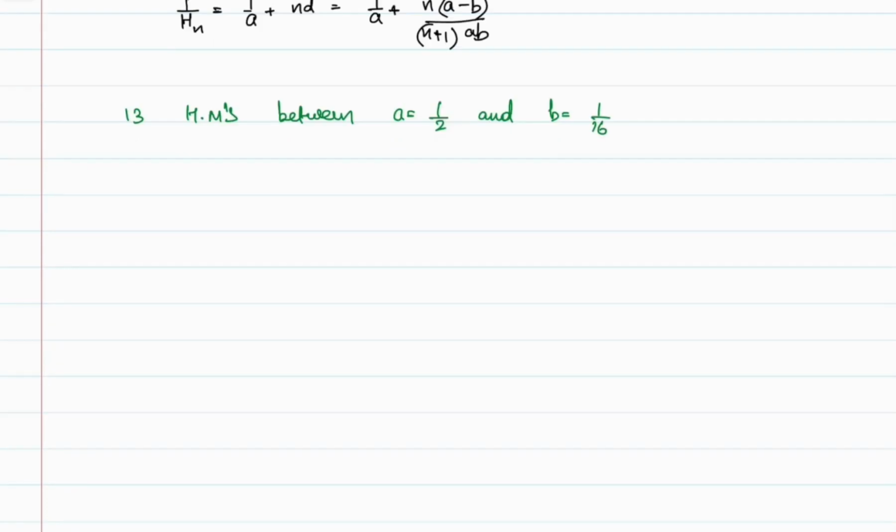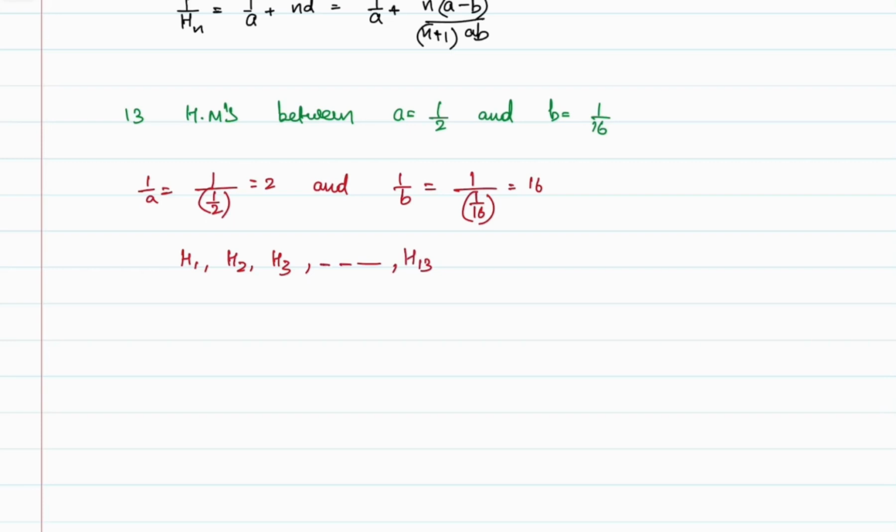Now here, since we have a equal to 1 by 2, then 1 by a will be equal to 2, and 1 by b will be equal to 16. Now since we are inserting 13 harmonic means, let's suppose h1, h2, h3, and so on up to h13 are the 13 harmonic means. Now we know that h1 will be given using the formula 1 by h1 equal to 1 by a plus 1 by n plus 1 into 1 by b minus 1 by a.